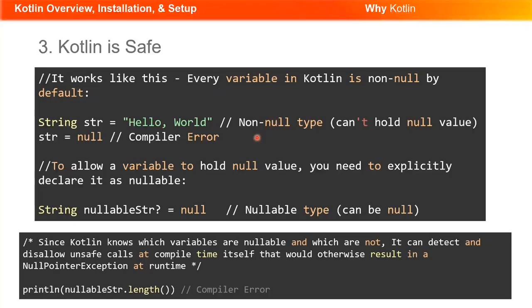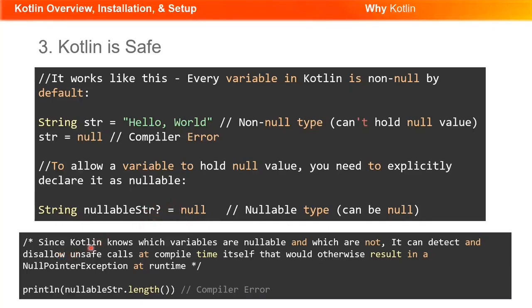Every variable in Kotlin is non-null by default. We can see here, we declare this string, str is of type String. We see the string here, hello world. It is non-null, so it can't hold a null value. If we set str equal to null, we'll get a compile error. However, to allow a variable to hold a null value, we must explicitly declare it as nullable. We can see it here. So this can be null.